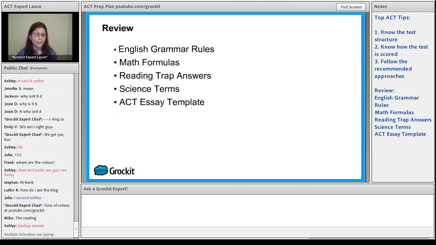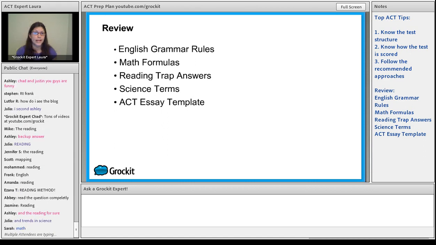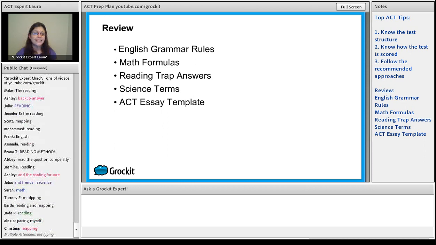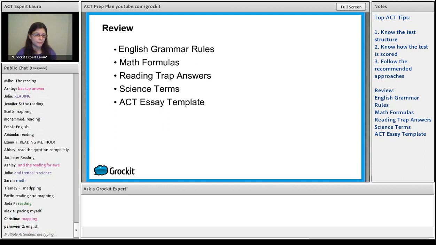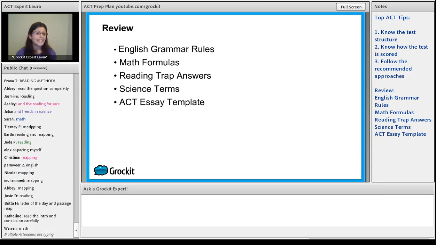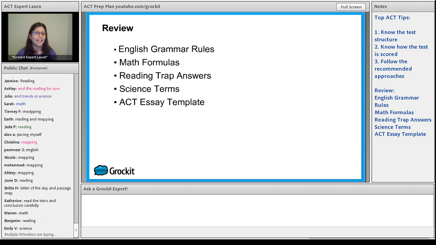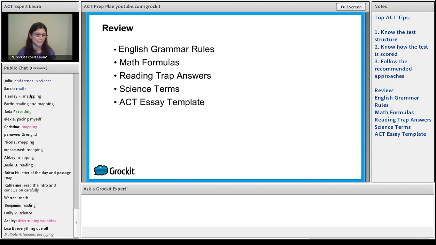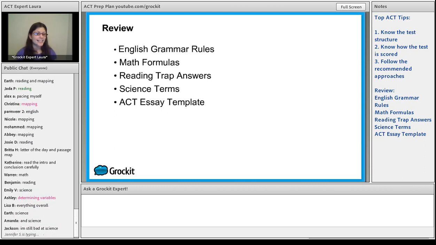So Mike, I'm glad to hear the reading's getting better. Scott, the mapping, it's such a difference if you've never tried it, and I didn't used to do it when I was in high school. Pacing is super helpful. English, I'm glad that the English is getting better. Yes, Catherine, reading the intro and conclusion. A lot of students don't realize that that's where the bulk of information comes from. And Lisa just says everything. Science is a good one.